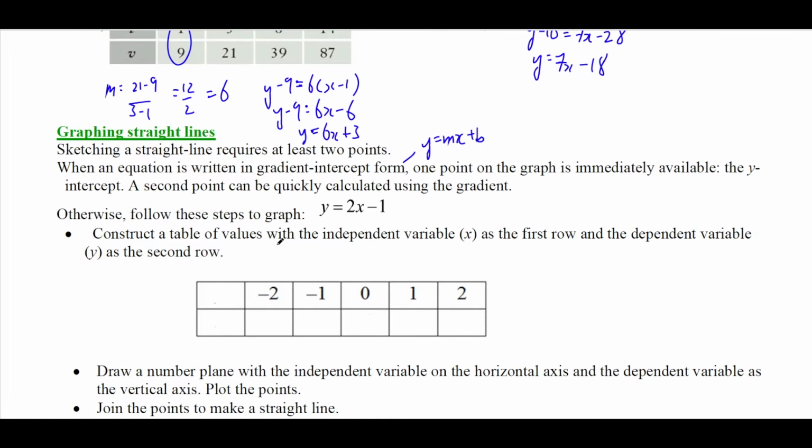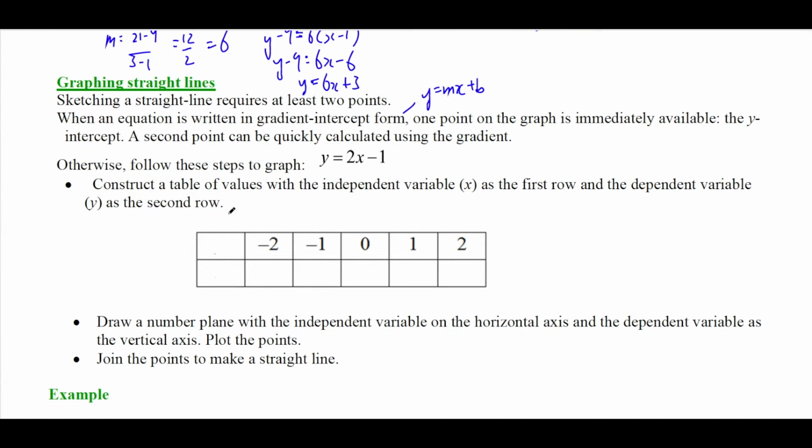Now, I really do not recommend using a table of values because I think it's a very slow way to do this. So I'm not going to go through the table of values way.